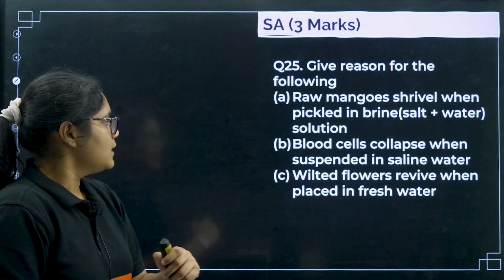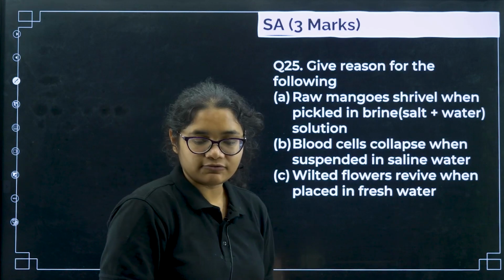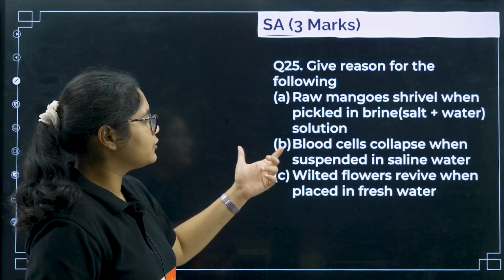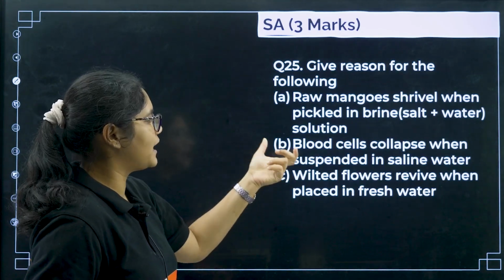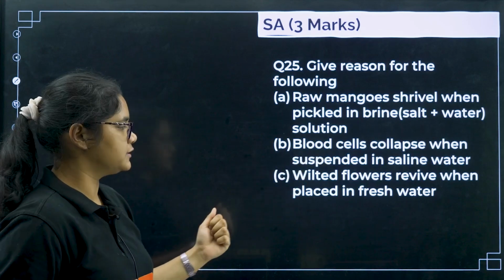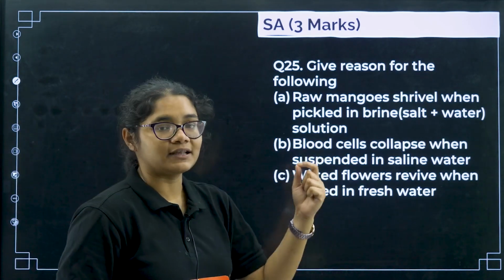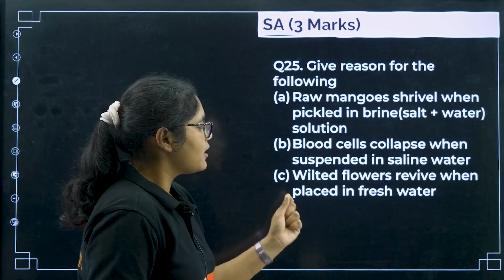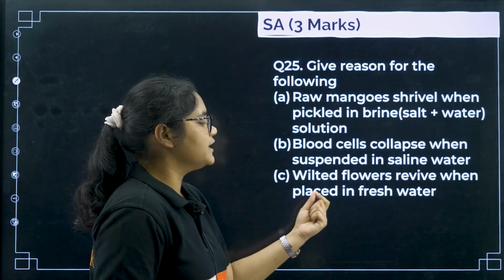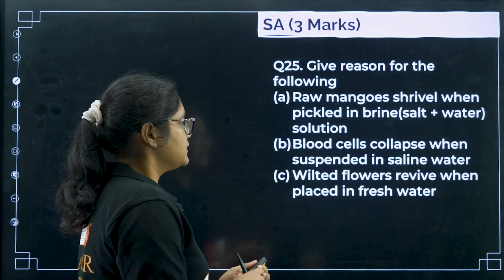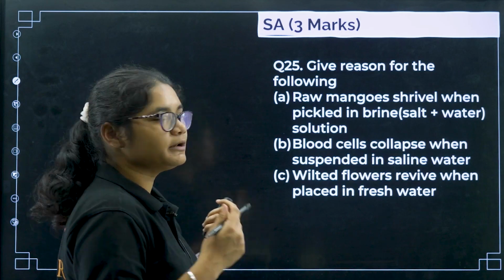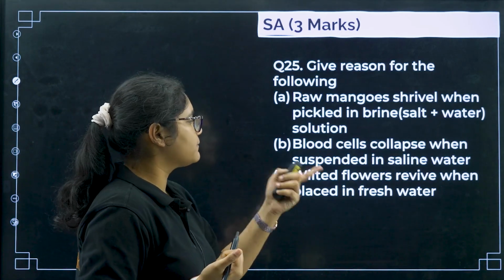Next, give reason for the following. Raw mango shrivels when pickled in brine solution, that is salt plus water solution. Blood cells collapse when suspended in saline water. Wilted flowers revive when placed in fresh water. First of all, raw mango shrivel means shrink, when you keep them in solution.